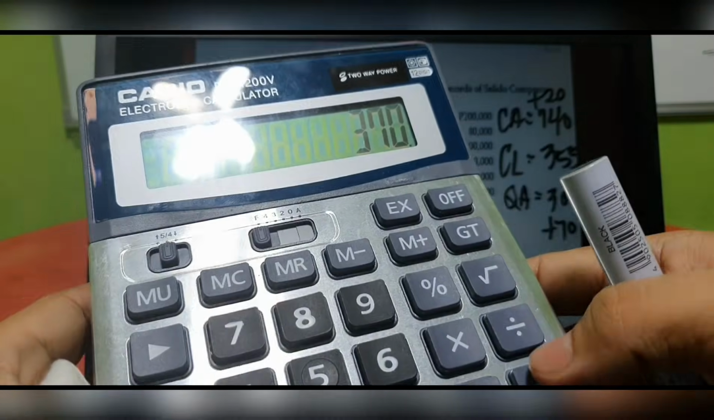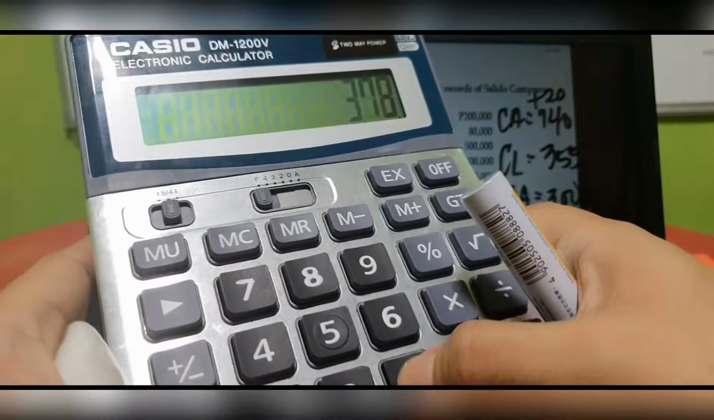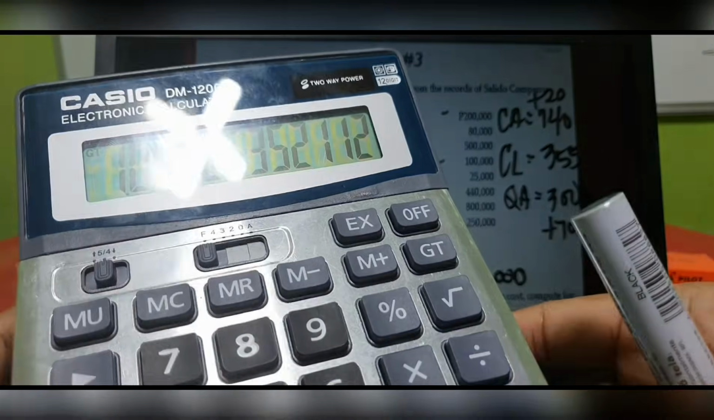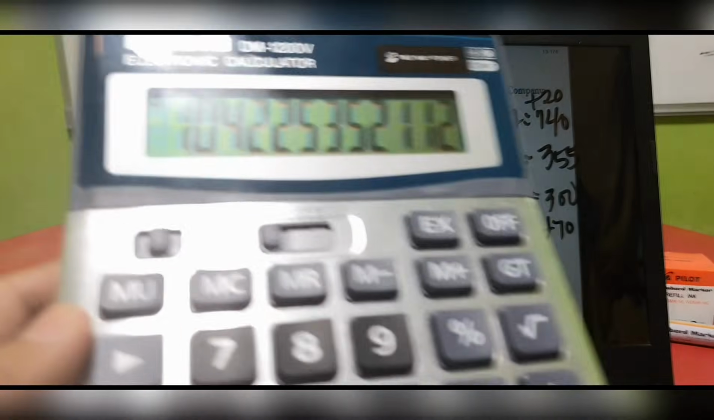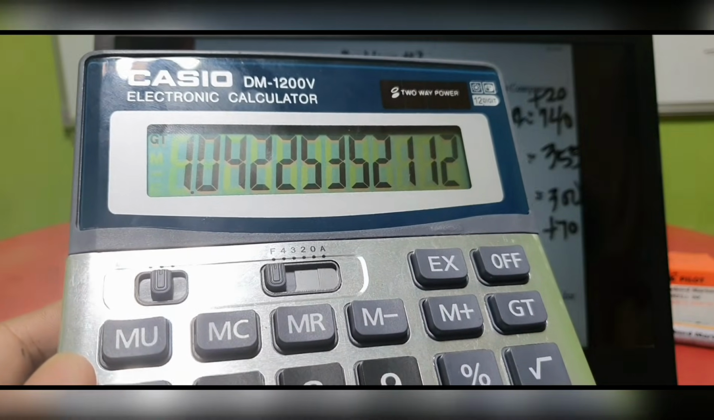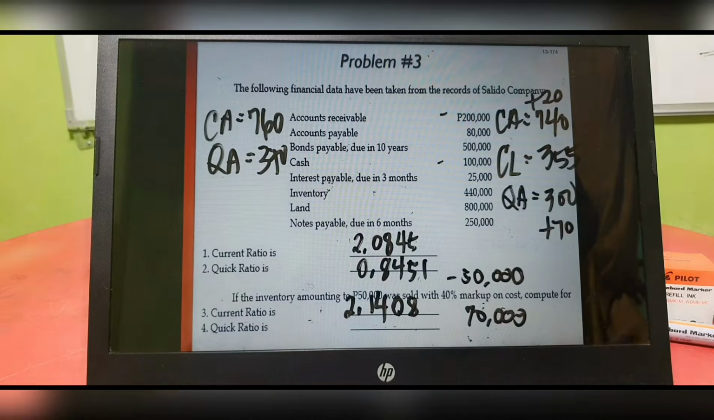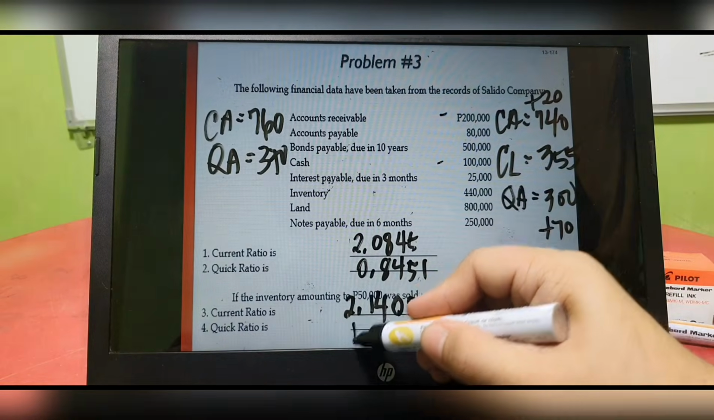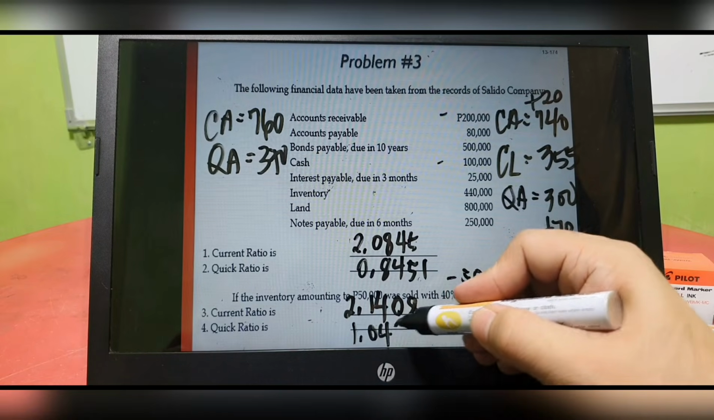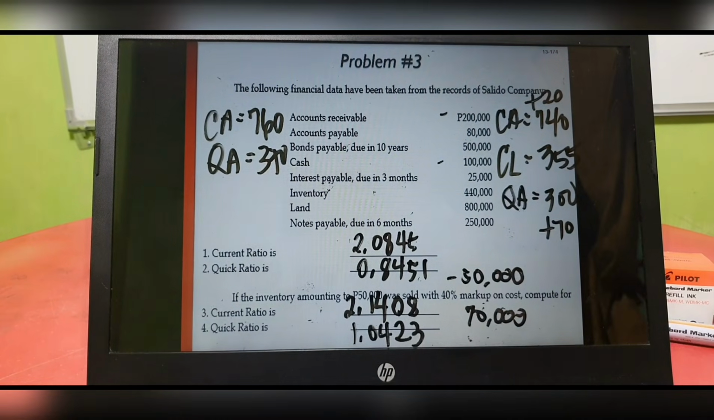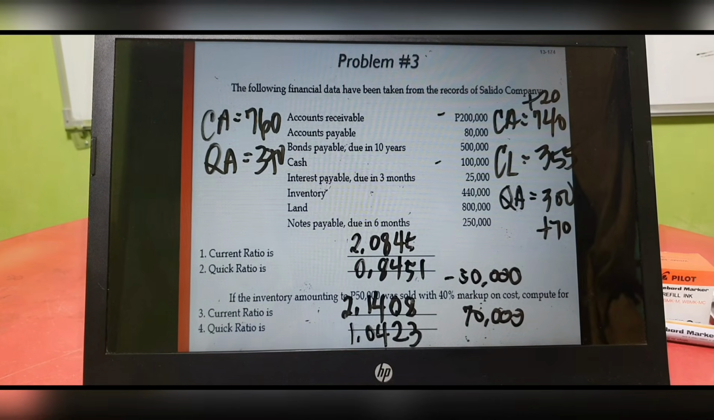Quick ratio natin ngayon. So, that would be 370 divided by 355 na current liability. So, the answer is 1.0423. Okay? So, that is your problem number 3. Okay? So, let's move to problem number 4.